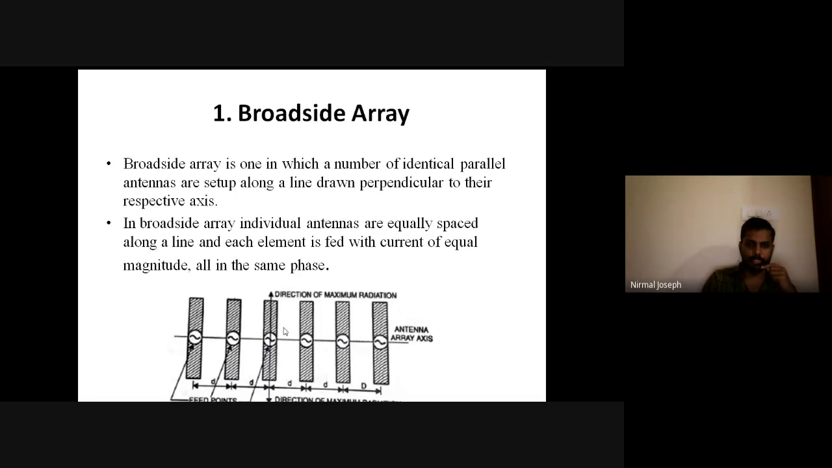In a broadside array, individual antennas are equally spaced along a line, and each element is fed with current of equal magnitude, all in the same phase. This is the major thing you have to remember and understand. Here all the elements are equally spaced, and they are fed with currents of equal magnitude and the same phase. Their currents have equal magnitude and all are in phase. Here is the main difference from the end-fire array, and that is the only thing you need to understand in this.